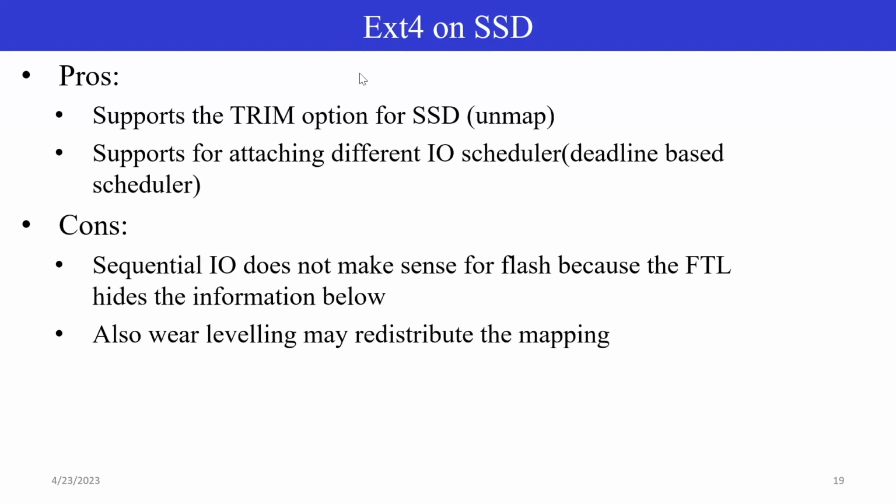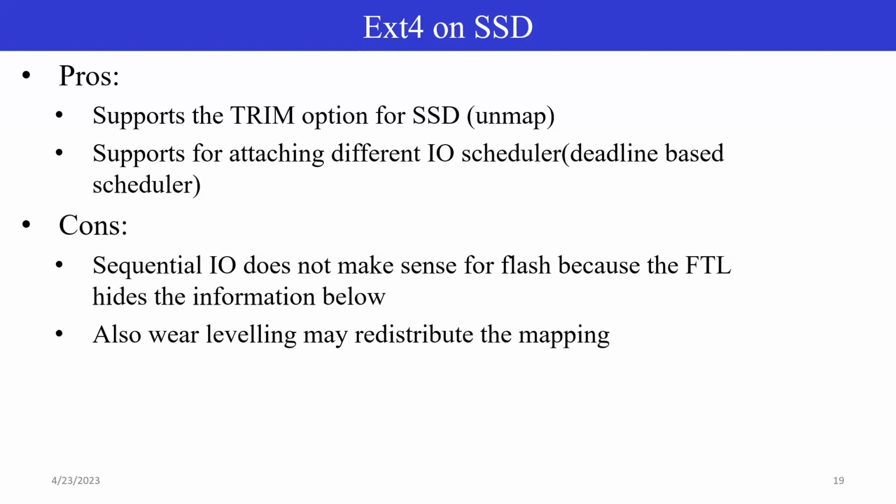But actually there's a big con which I see on EXT4, which is also discussed on a lot of forums: sequential IO really does not make sense for it. All this talk that we talked about, journaling, extents, is basically for sequential IO. Right? But actually flash really does not do sequential IO. Flash is meant for random access because it's like memory. And how your actual physical blocks get converted to logical blocks, only the FTL knows.